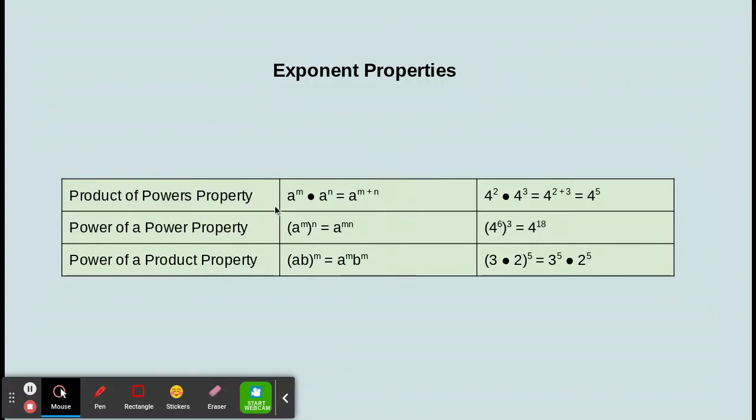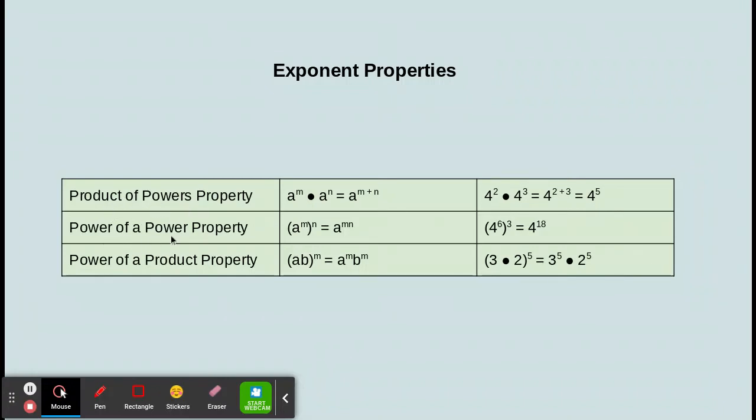We have product of powers property. That's when you have the same base that you're multiplying together, and each of those bases have a different exponent. a to the m times a to the n ends up being a to the m plus n. So over here, if you have 4 squared times 4 cubed, it ends up being 4 to the 5th power because 2 plus 3 is 5. Okay, that's product of powers property.